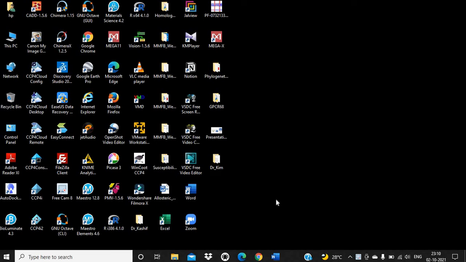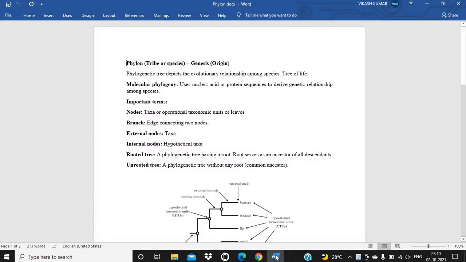Hello all. Today I'm going to show how to construct a phylogenetic tree. So let's start. Basically, a phylogenetic tree is called an evolutionary tree or tree of life.